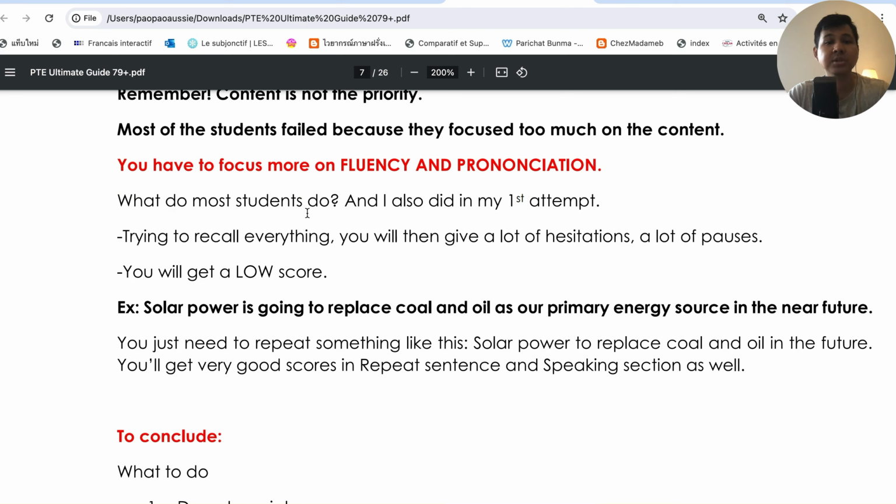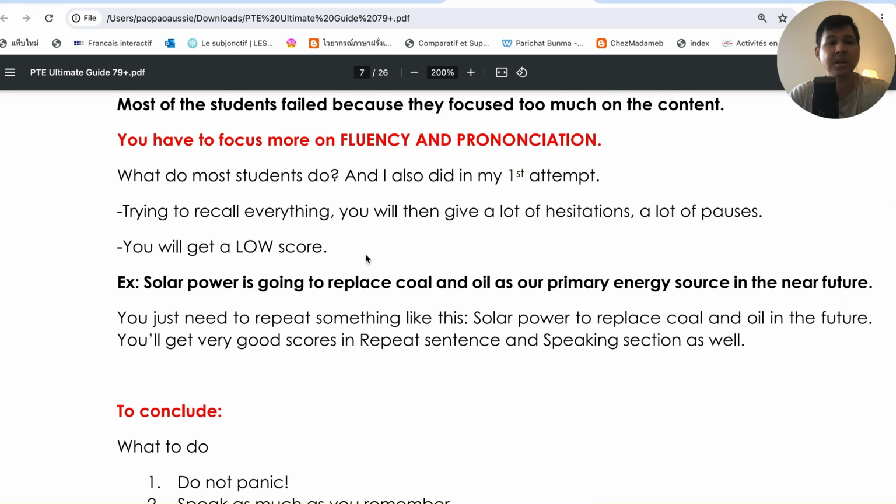And what do most students do? I also made the same mistake in my first attempt. I tried to recall everything, and then I gave a lot of hesitations, a lot of pauses, no fluency at all.